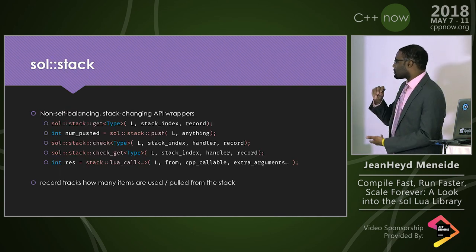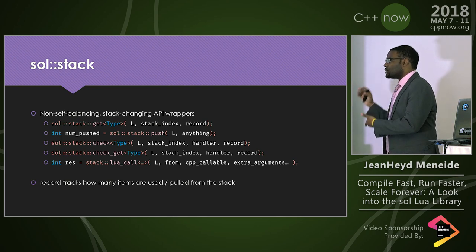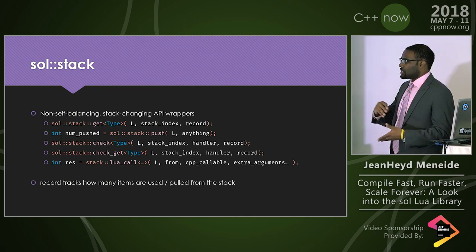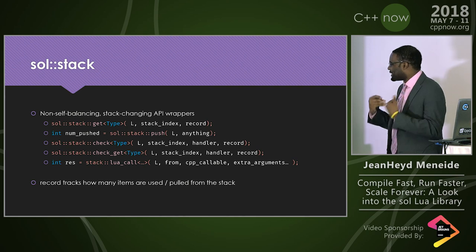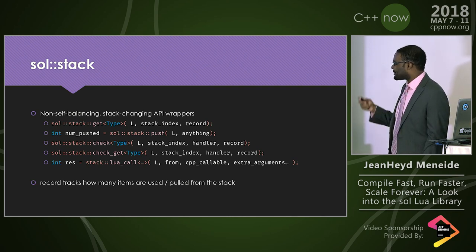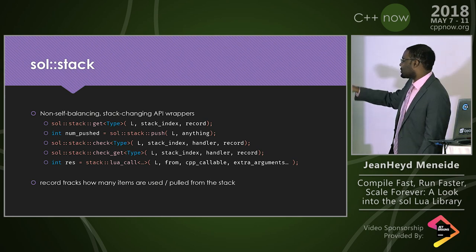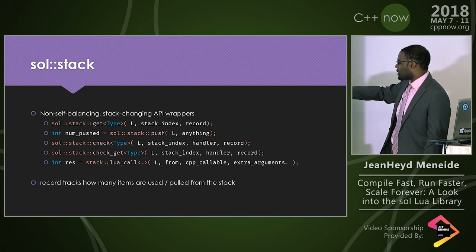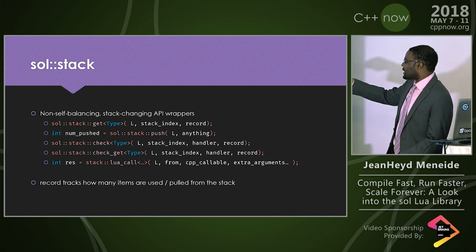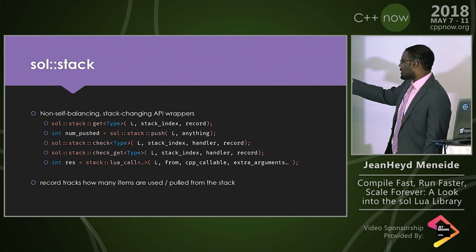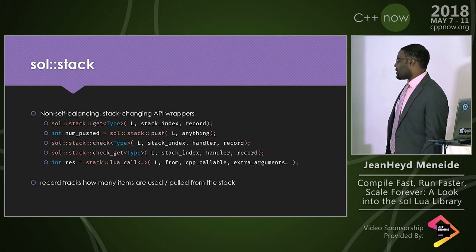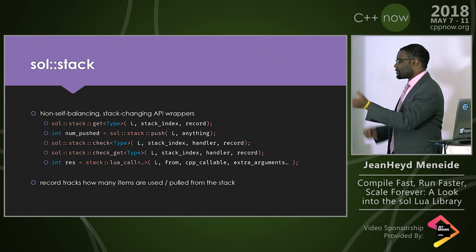So we want to wrap that up, right? And even if we didn't present this stuff to the user, I needed this for my sanity when developing this, because I wouldn't be able to handle it otherwise. So I developed these four or five functions here. The most important, I guess, are the top four. So we have sol::stack::get, where we give it L, we give it an index, and this record type here, where it keeps track of what we're doing with the stack.